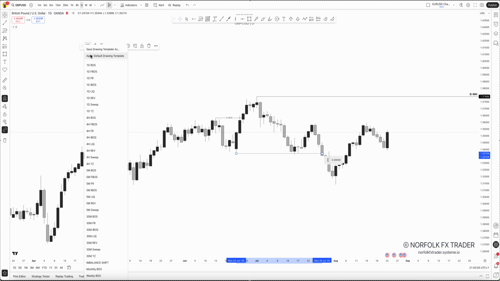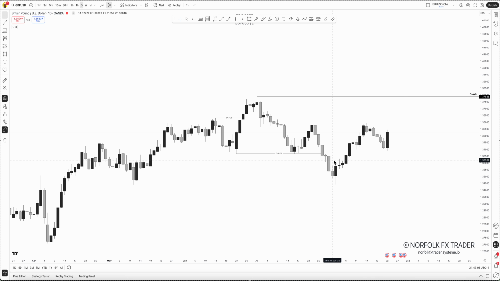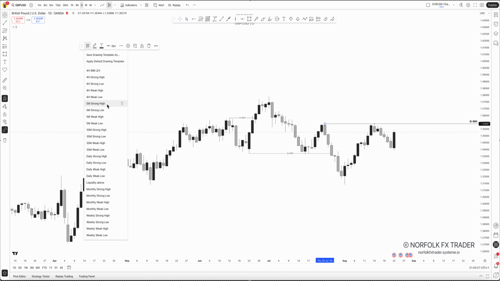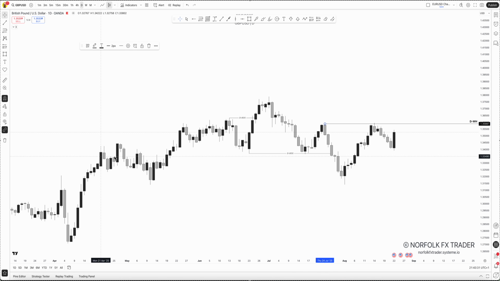So this becomes a break of structure to the downside, creating what we class as a bearish reversal in the market. This becomes a new high. Well, this is now the strong high in the market. So it's a strong high. We see the market pushing to downside. This pullback gives me my weak low on the market.